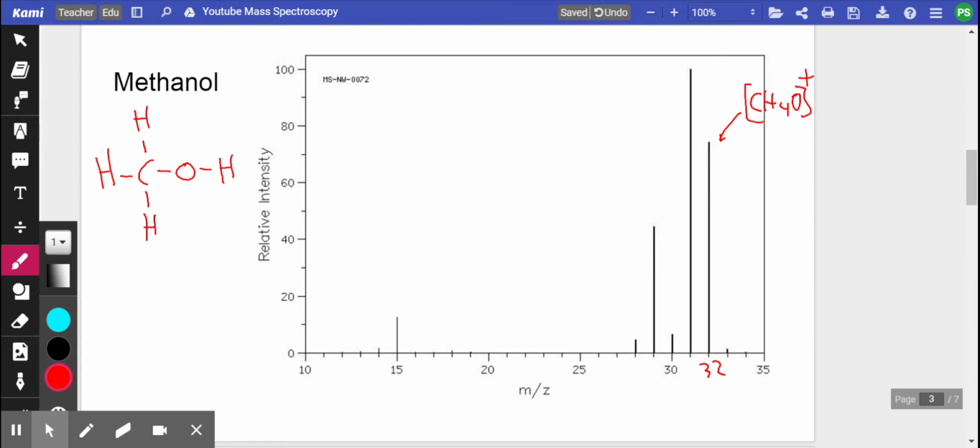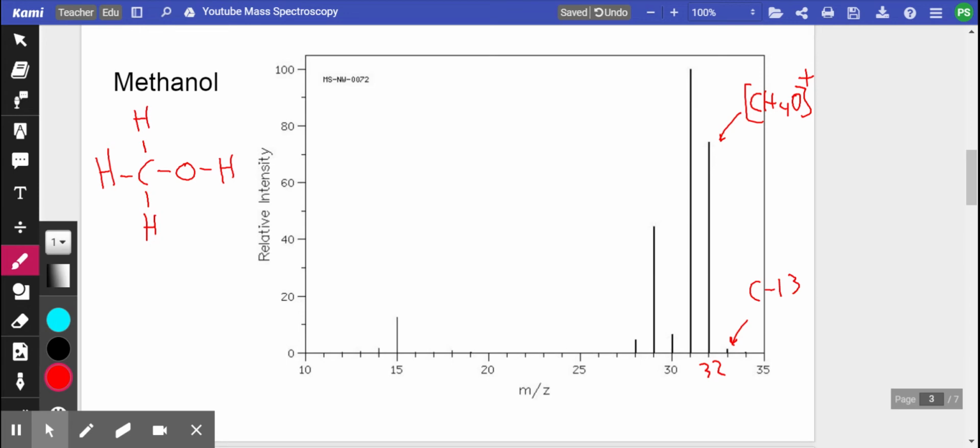Now, you will notice that there's a little peak at 33. This is due to the fact that 1% of carbons is actually carbon 13. So if our sample contains carbon 13, which it will to some extent, you will have a mass of 33 grams per mole instead. So you see this little peak.